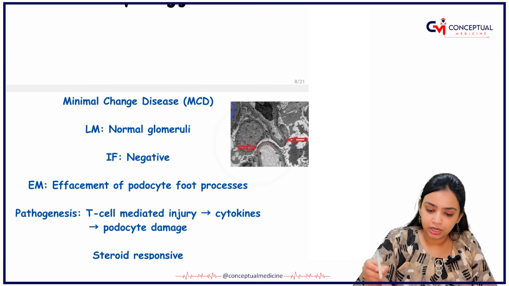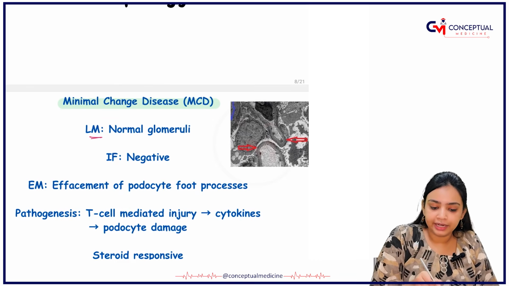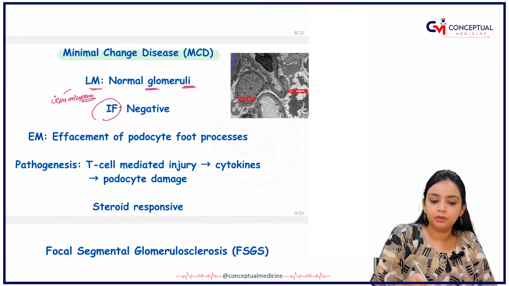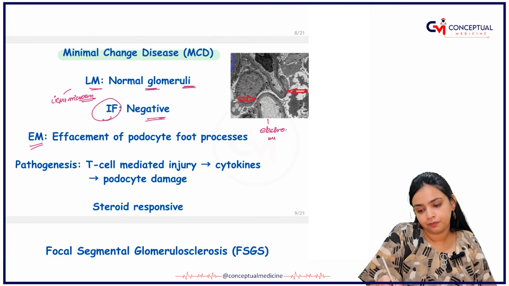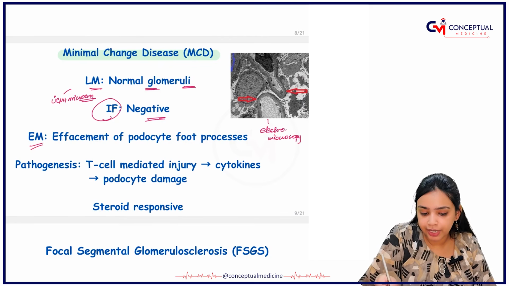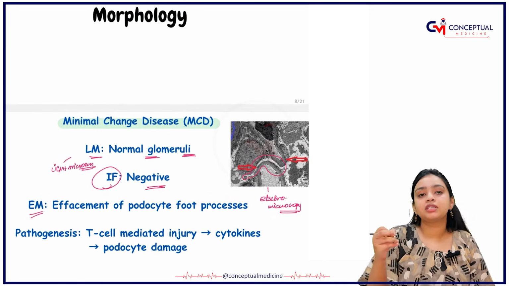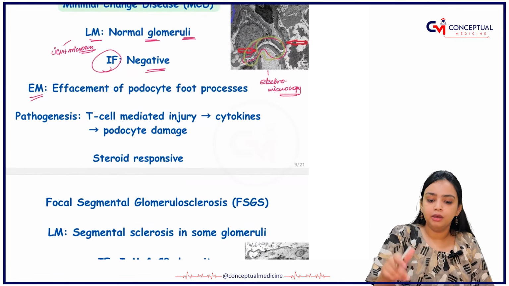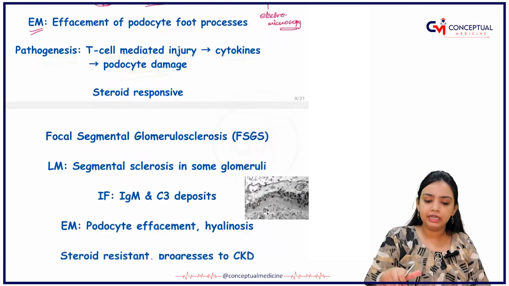On the basis of morphology, first we have the minimal change disease. In the light microscopy, there will be normal glomeruli. In the immunofluorescence, it will be negative. In the electron microscopy, what you are able to appreciate is there will be effacement. See, this is the podocyte process. There is effacement of the podocyte process. Pathogenesis: it is T-cell mediated injury, cytokines cause the podocyte damage.